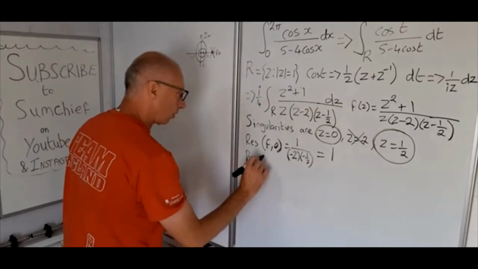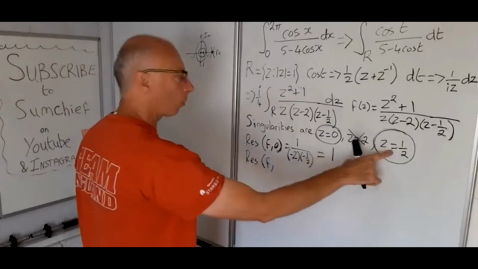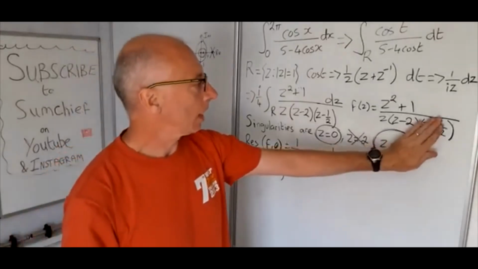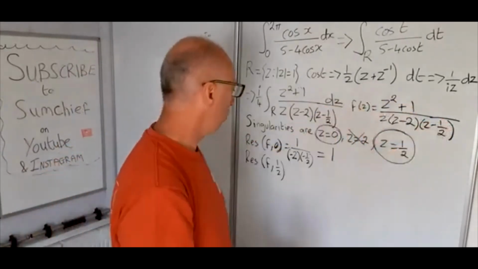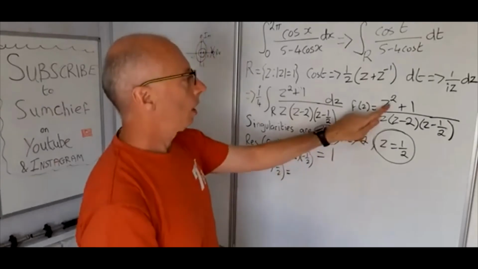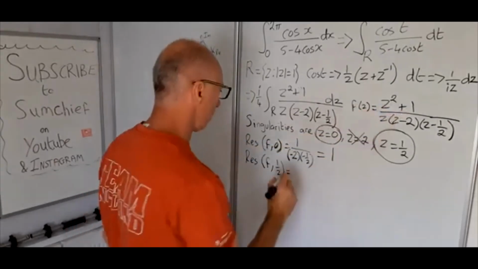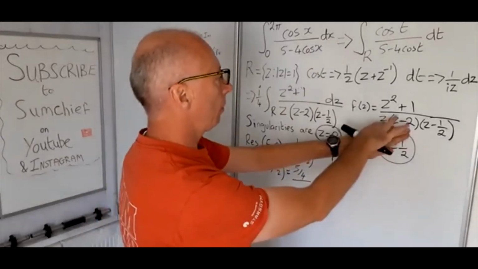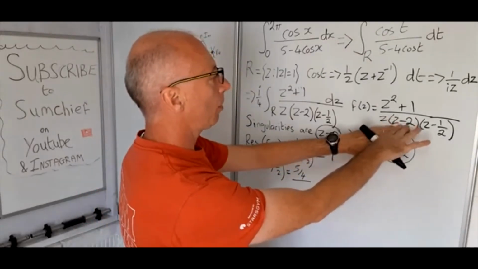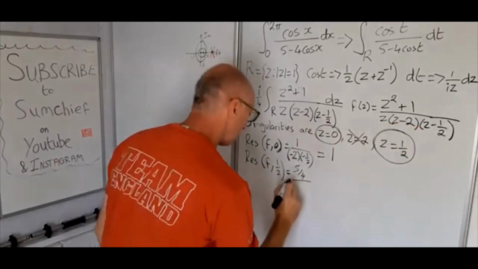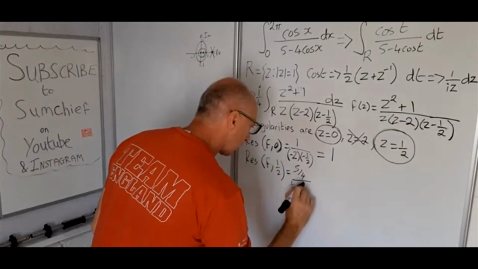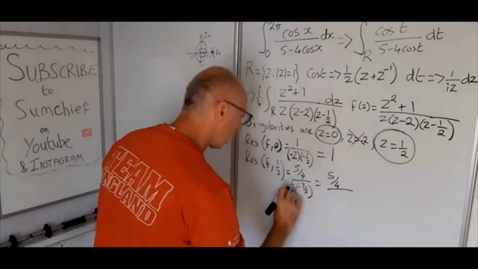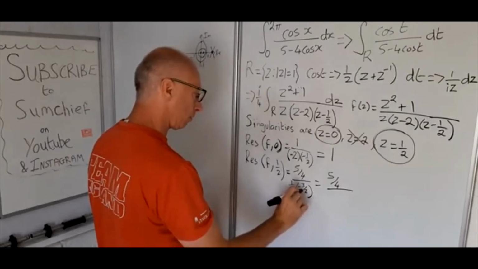So now let's look at our other residue at 1/2. So again, 1/2 makes that disappear. So we plug in a half for all these. Half squared is a quarter plus 1, that's 5 over 4. And then we've got a half times a half minus 2. Half minus 2 is minus 3 over 2. So a half times minus 3 over 2. So that leaves us with 5 over 4 over minus 3 over 4.